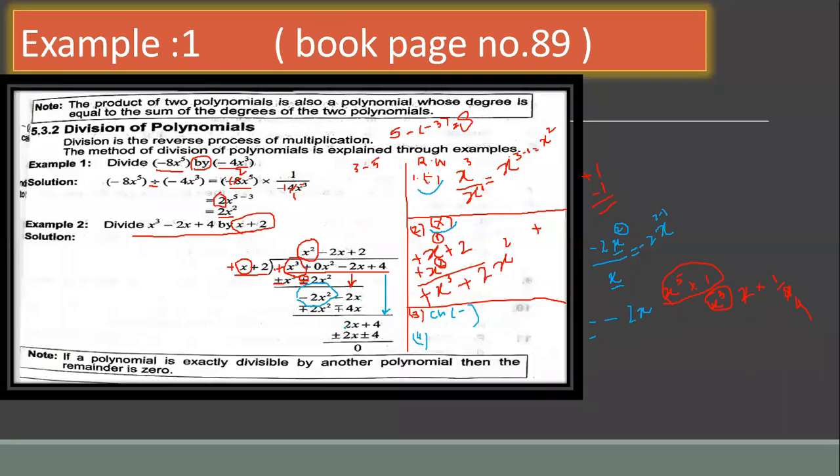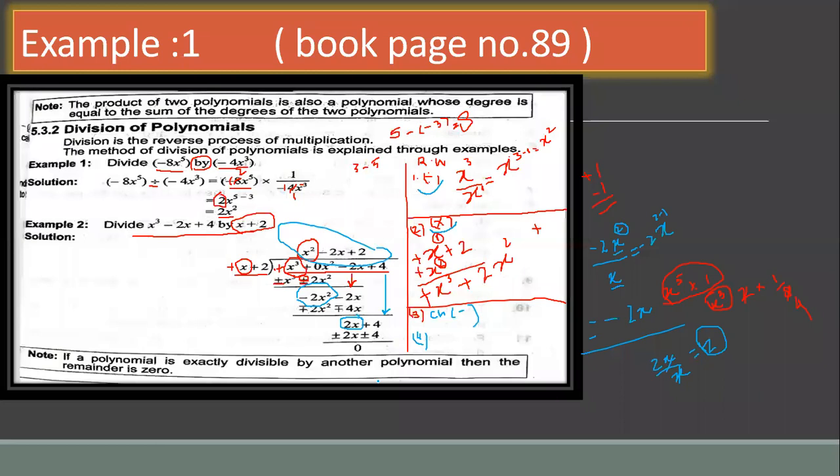Same step I am going to follow. I am going to divide this first term with this one. Now let's do it. If I divide 2x with x, x would be cancelled with this one, and what is left with us is 2. So I will write plus 2 over here. Step 2 is to multiply and to subtract. The answer would be 0. So the value that we get in our quotient, that would be our answer.